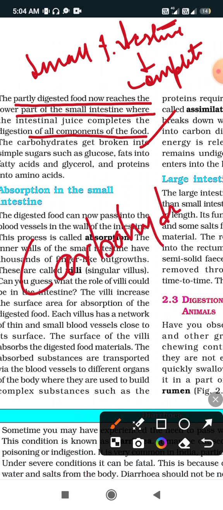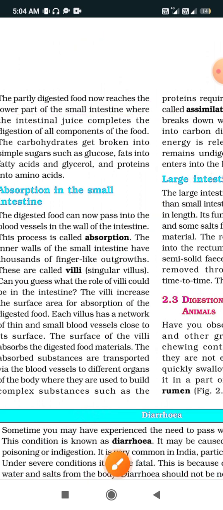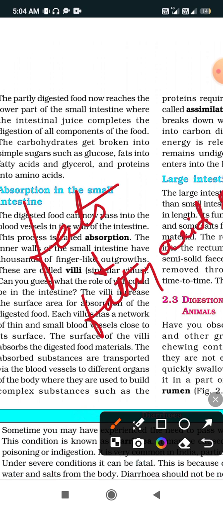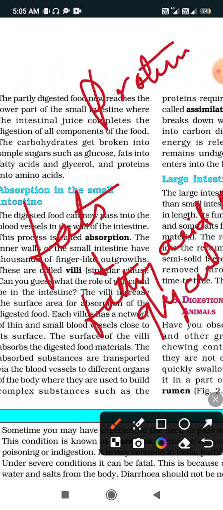Carbohydrates break down into sugar. Clear? And then what happens, students? Fats break down into fatty acids and glycerol. Clear? And proteins break down into amino acids. This way the breakdown of various components of food takes place in the small intestine. The question asks that the place where complete digestion takes place is known as the small intestine.